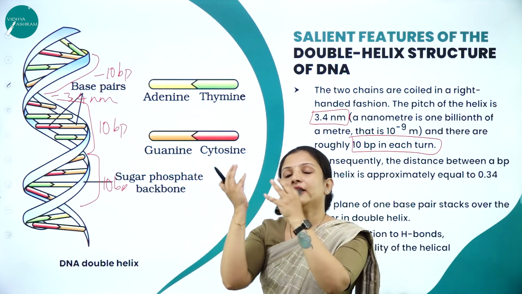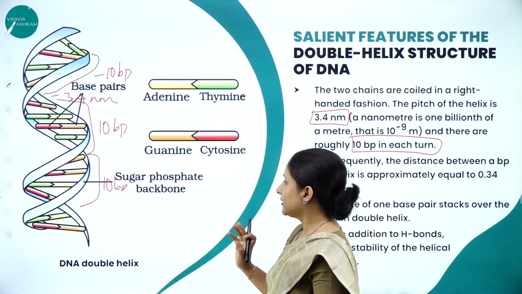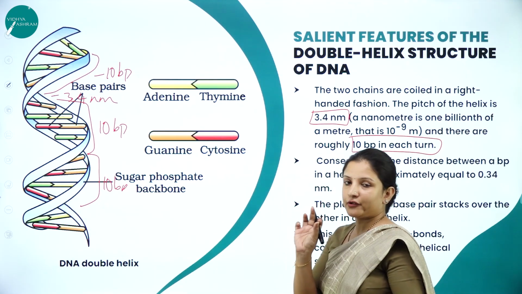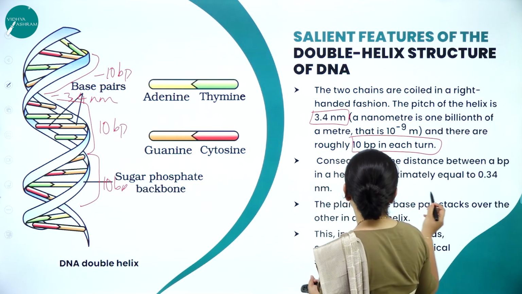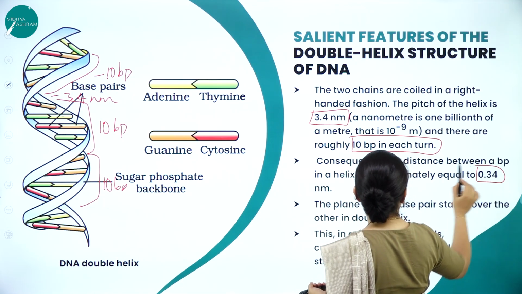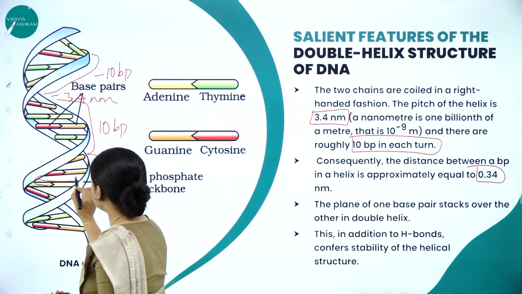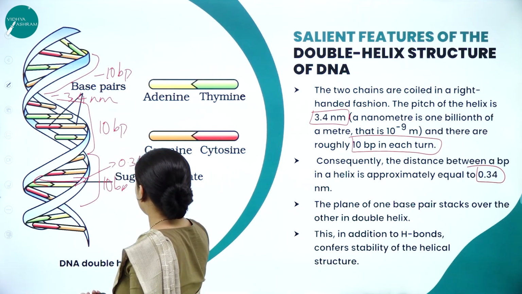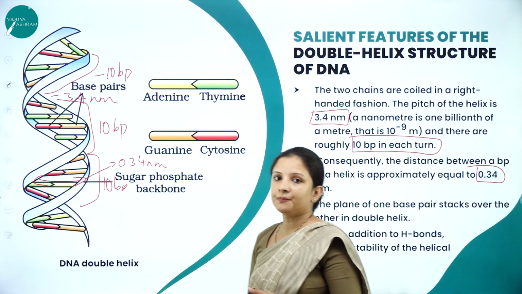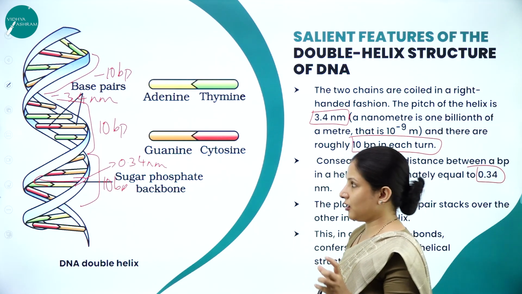Understood? No? And the coiling is towards which side? Towards the right-handed side. So that is what it means. Now the distance between the 2 strands, or 2 helix, is about 0.34 nanometer. That is, the distance between these 2 helix is how much? It is 0.34 nanometer.